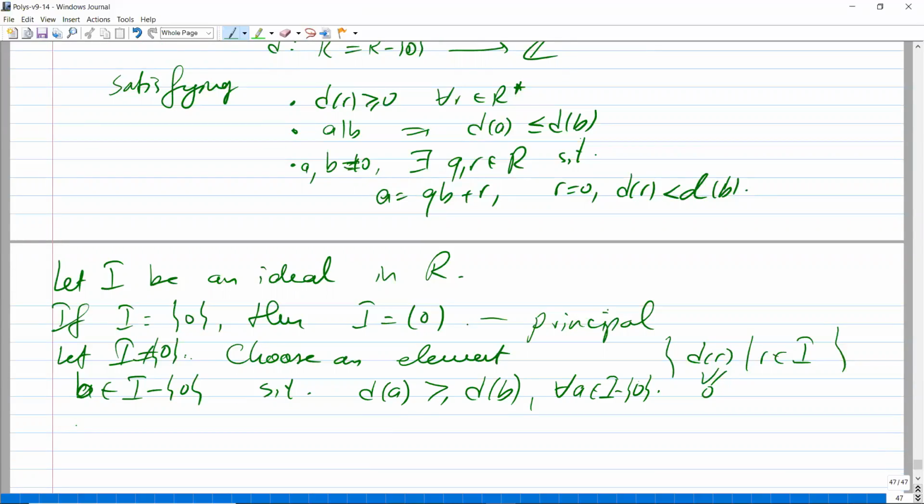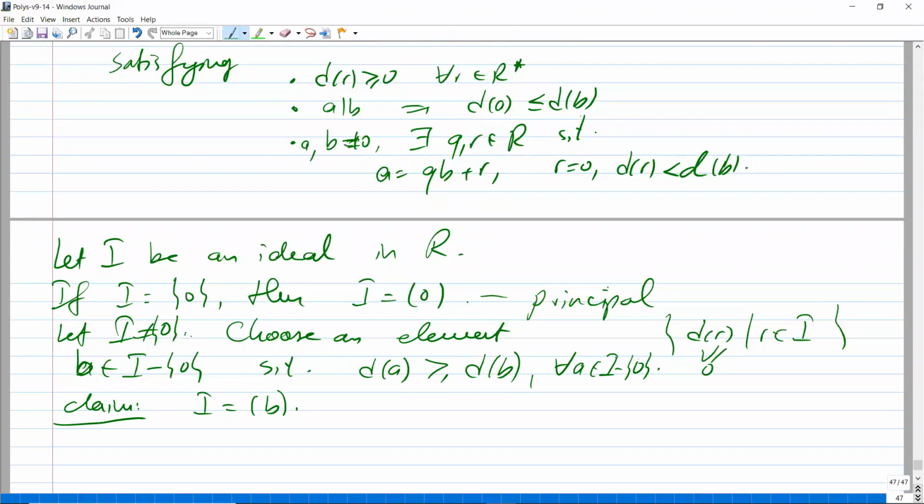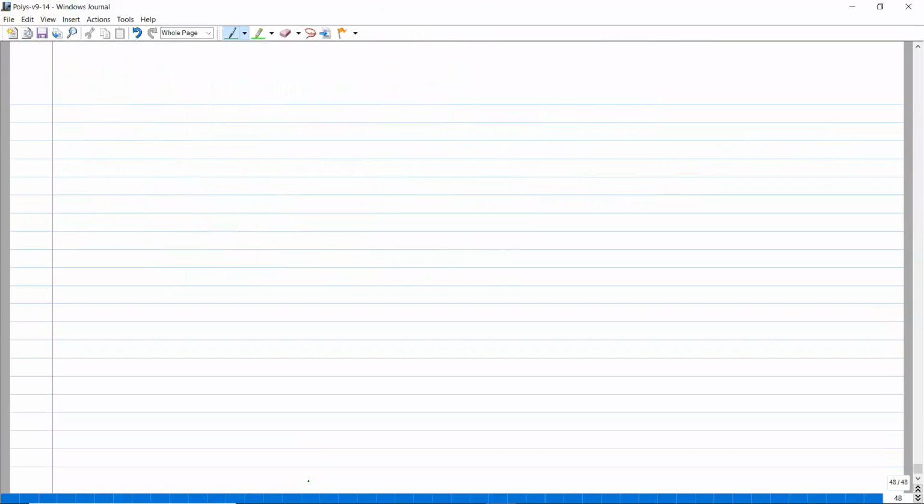So claim: I is equal to the ideal generated by B. I is generated by this B. One of the containments is trivial: since B is in I, the principal ideal generated by B, that is R times B, or B times R since we are in a commutative ring, is inside I.